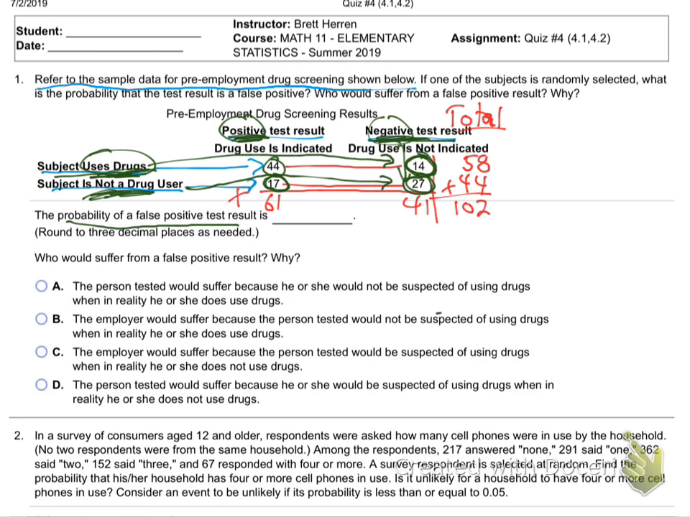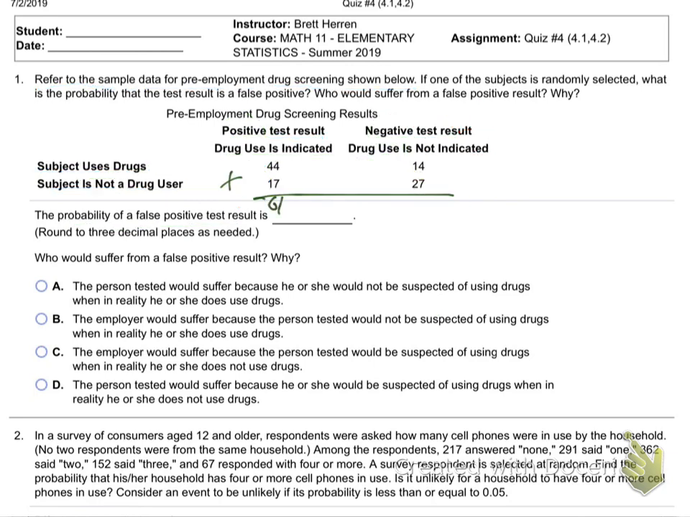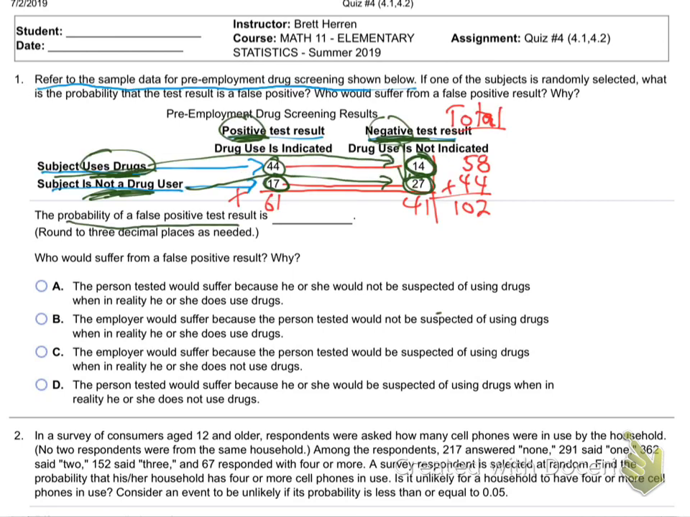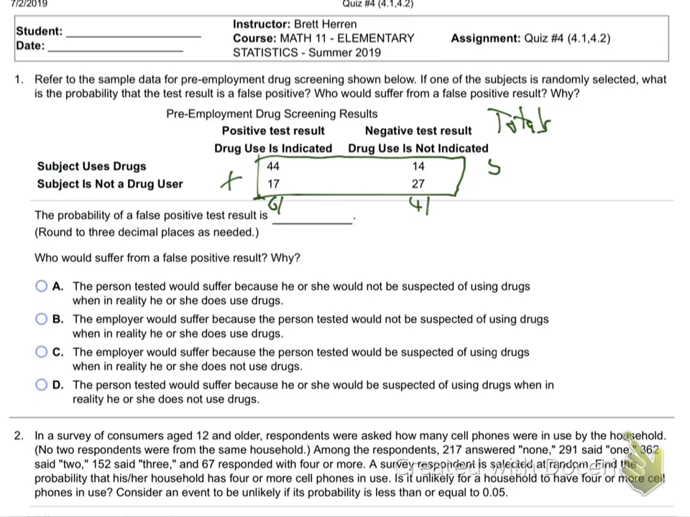What were the totals? 61, 41, and then the totals over here were, I don't remember now, 58 and 44. And if you total everything, it's 102. Okay, now, what's their question to me? The probability of a false positive. So positive test result, but it's false, meaning they're not a drug user. It's these 17 people. They got a false positive, didn't they?